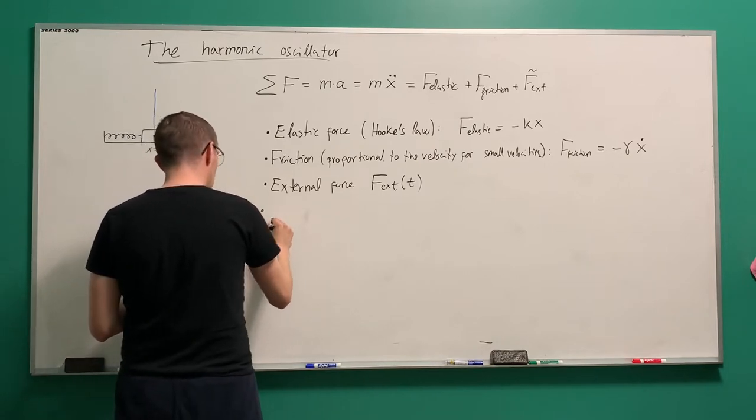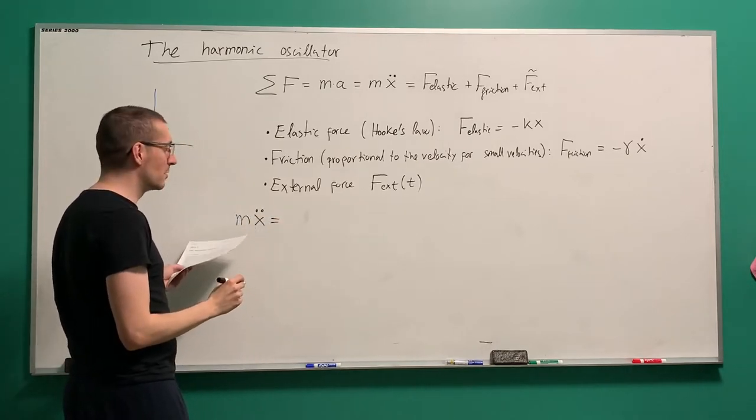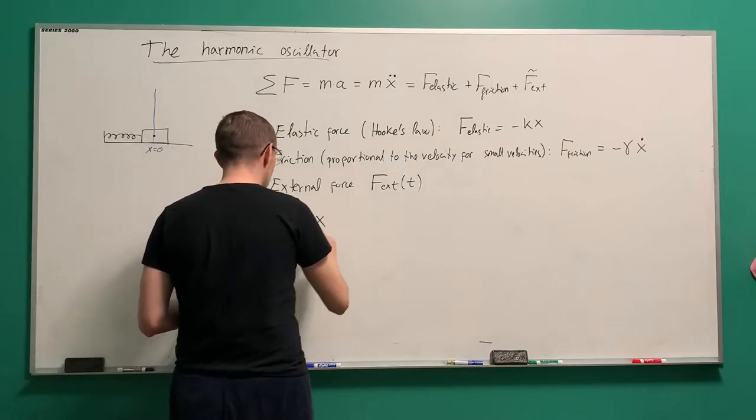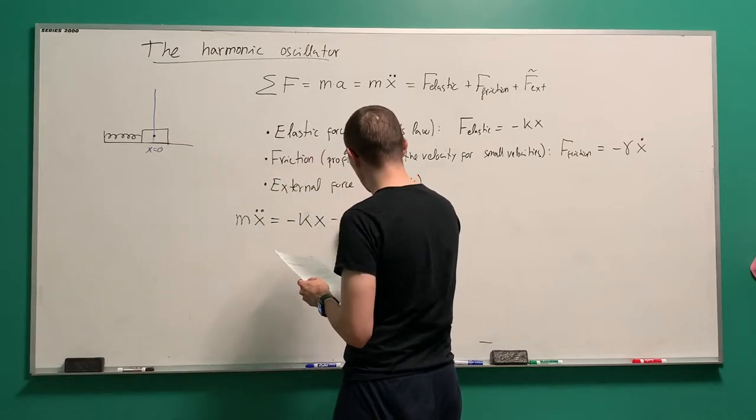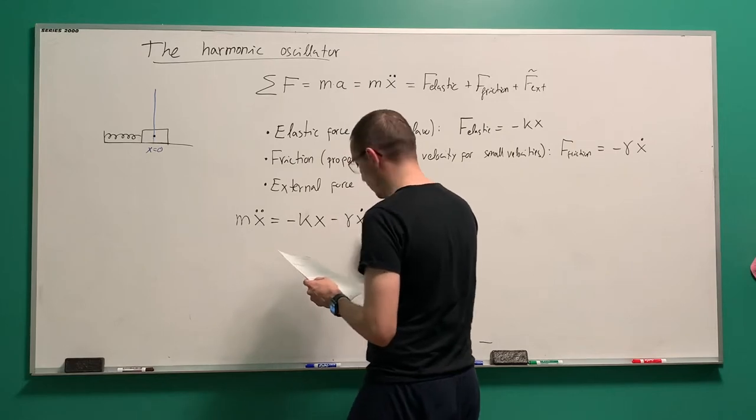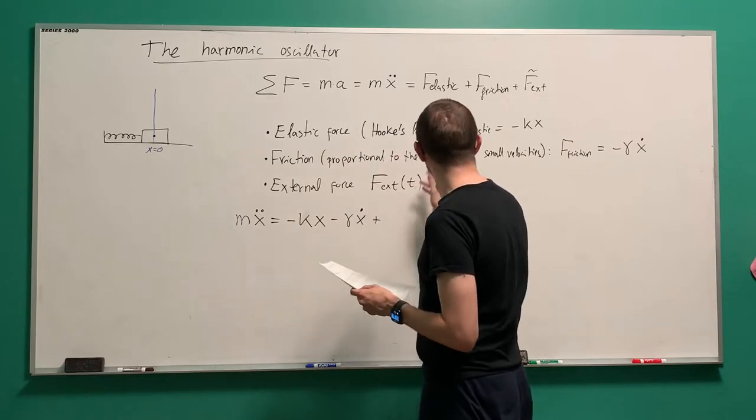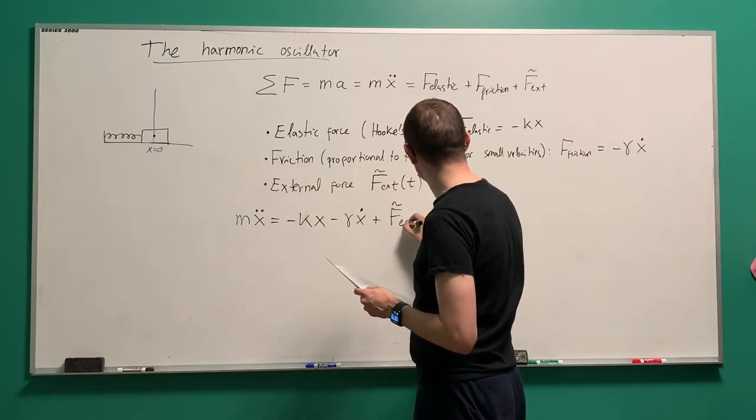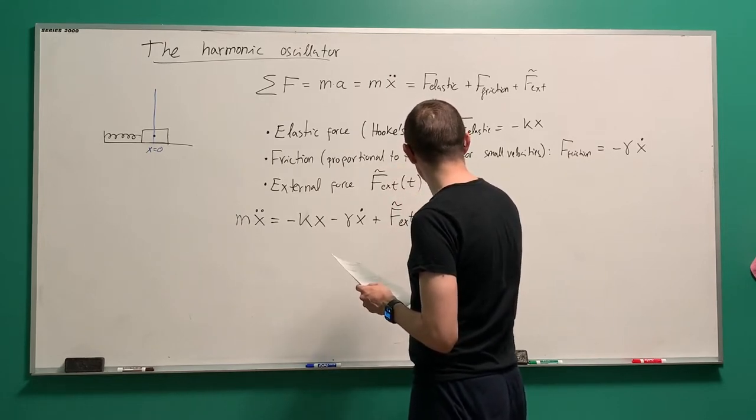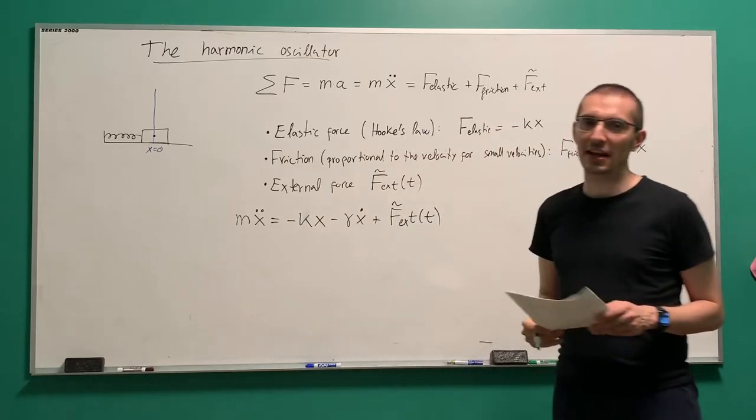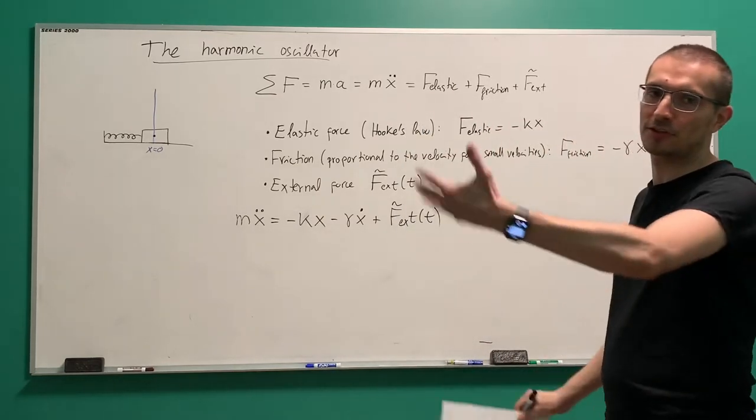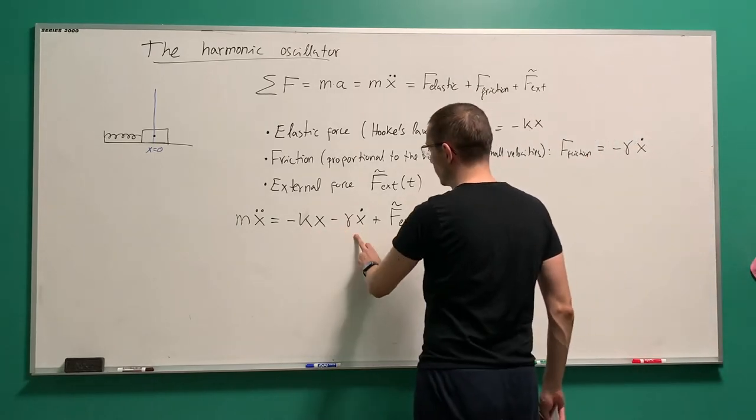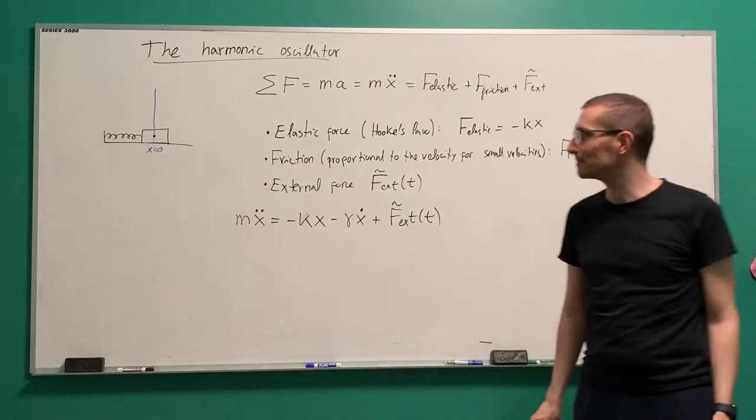m x dot dot, so the sum of mass times acceleration equals the sum of all the forces: minus k x, the elastic force, minus gamma x dot, the friction force, plus, let me call it F tilde external of t, which is the external force that I apply to the mass. This is me pushing it, right? So this one comes from the strain, this one comes from friction, this is me pushing the mass.